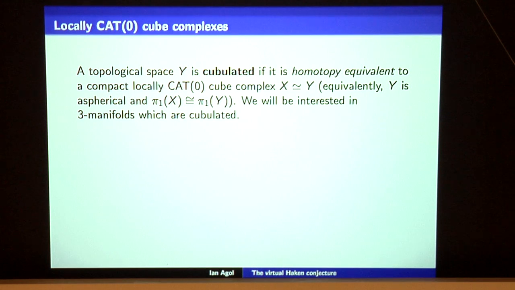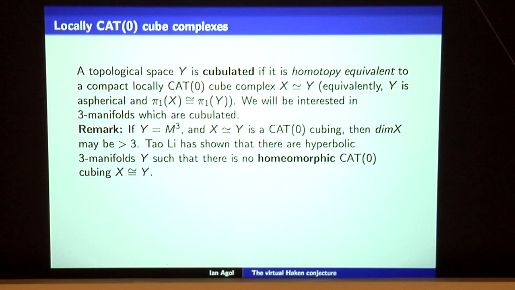So I'm going to take Gromov's definition as the working definition for this talk, so I don't have to get into the geometric notions as much. A topological space we'll say is cubulated if it's homotopy equivalent to a compact cat-0 cube complex. You can forget about homotopy equivalence. It just means that Y is aspherical, and its fundamental group is equal to the fundamental group of some abstract locally cat-0 cube complex. I don't really care that it's a homotopy equivalence, just that it gives me a different model for the fundamental group. And I'll be interested in 3-manifolds which are cubulated.